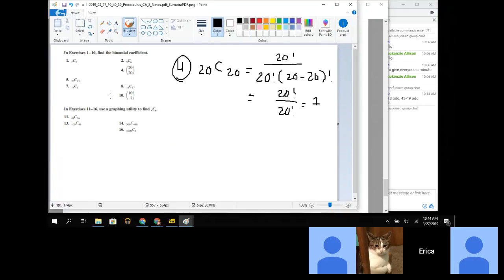What do you think this one would be? If you have 18 items and you're going to pick 17 of them, how many different ways could you do that? So that's 18 factorial over 17 factorial times 18 minus 17 factorial. Well, 18 minus 17 factorial is 1 factorial, which is just 1. So I get 18 factorial over 17 factorial, which happens to be 18. There's 18 different ways to pick 17 items out of 18 items.